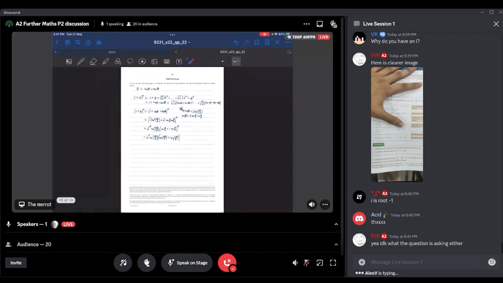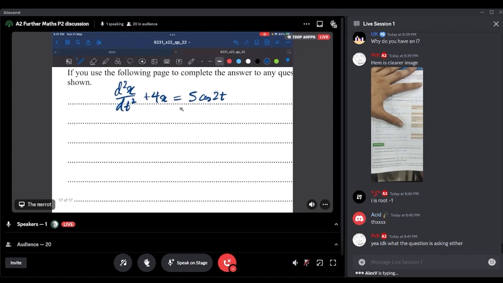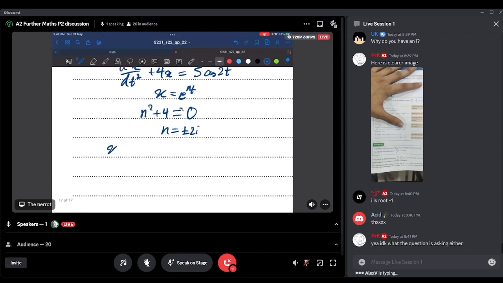d squared x over dt squared plus 4x is equal to 5 cosine 2t. Okay, so as usual, let x be e to the power nt. So n squared plus 4 is equal to 0, so n is plus or minus 2i. No real part, so there's no e. That's nice. The homogeneous solution is x equals a cosine 2t plus b sine 2t. That's nice.